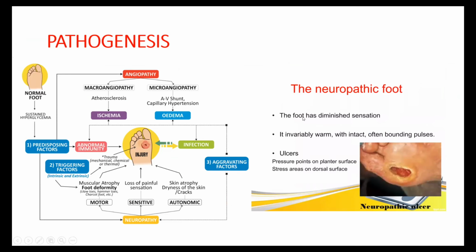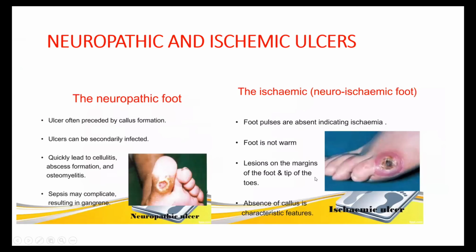What is a neuropathic foot? Neuropathic foot has diminished sensation. It is invariably warm with intact and often bounding pulses. Ulcers are at the pressure points on the plantar surface and stress areas on the dorsal surface. Ulcer is preceded by callus formation, and ulcer can be secondarily infected and quickly leads to cellulitis, abscess formation, and osteomyelitis, and sepsis may complicate, resulting in gangrene.